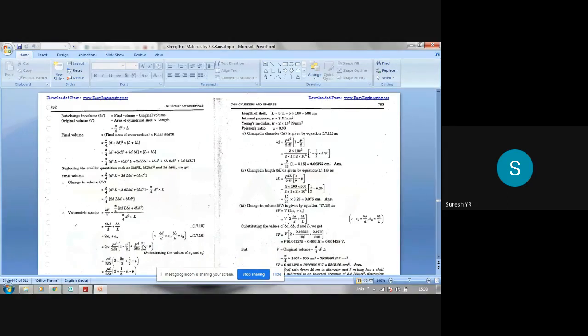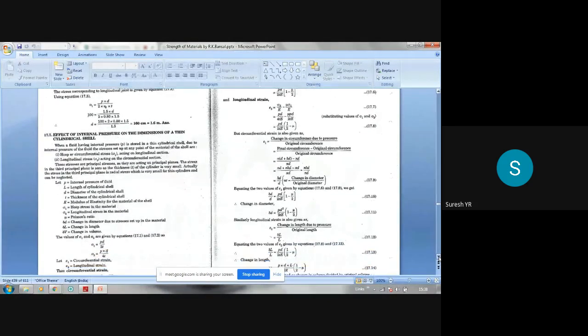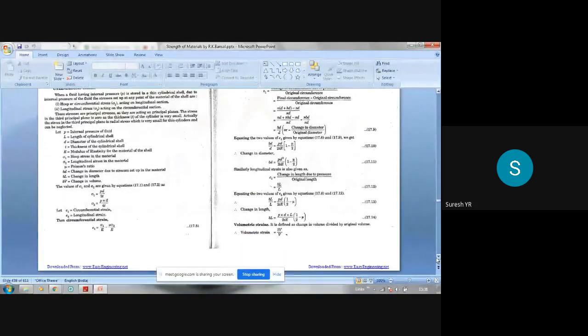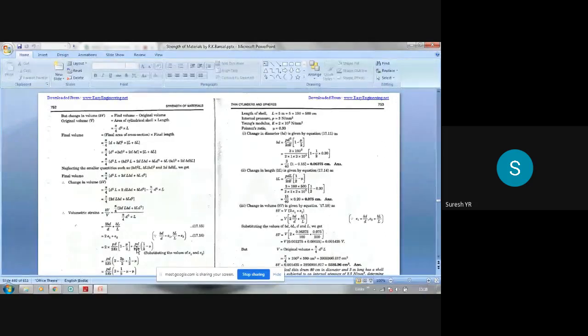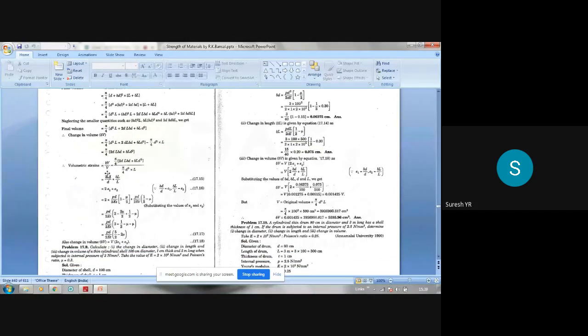It is written here. So then what you can do is substitute for epsilon 1 and epsilon 2 from these two, which we already have. This is epsilon 1, this is epsilon 2. If you substitute that and simplify here, finally you are going to get the expression for volumetric strain. See, this is the expression for epsilon 1, this is the expression for epsilon 2. You just substitute and simplify, and finally delta V by V, that is volumetric strain, is equal to PD by 2ET into 5 by 2 minus 2 nu. This is what you are going to get.